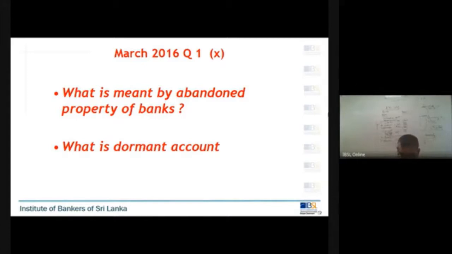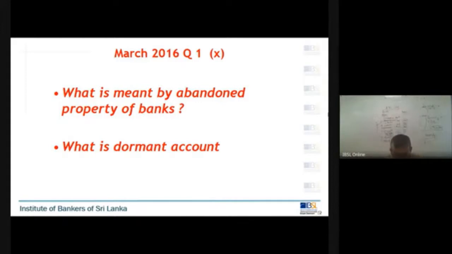Such periods as 1 year, 6 months, 1 year, 2 years, are as per the policy of the respective banks. Clear? Now, in your bank it may be 6 months, but in some other banks it may be 1 year, and in some other banks maybe 2 years. But when it comes to abandoned property, it is fixed. It is dormant for more than 10 years, whereas for a dormant account the specified period may be different from bank to bank. It may go from 6 months, 1 year, 2 years. So that is according to the policy of the respective bank.